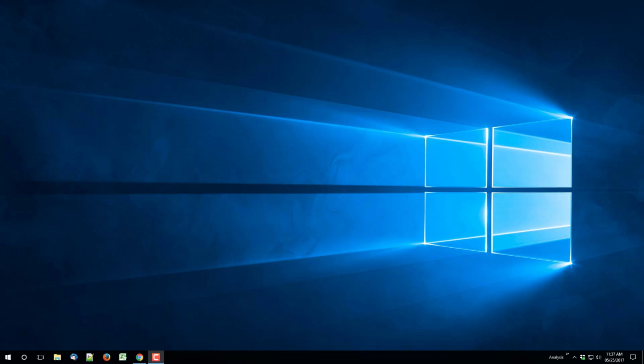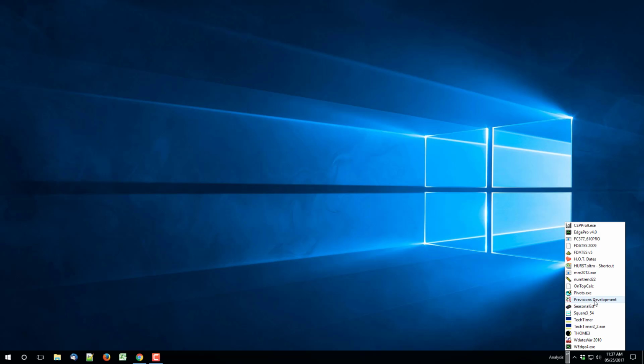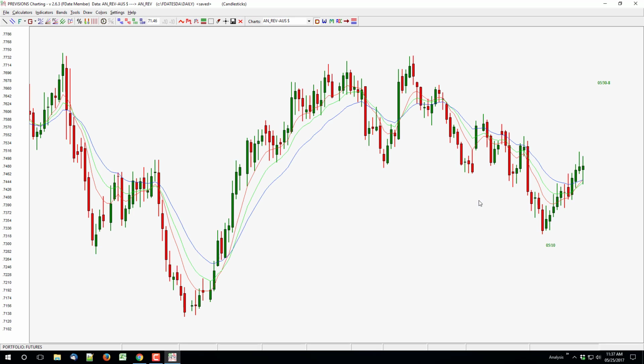That would be the Australian dollar, because I recently posted an analysis of the Australian dollar, and I thought I'd go over that market and use this as an opportunity to share with you some of the analytical techniques that I use every day when looking at the markets to make some sort of a forecast or prediction, if you may. Now I'm pulling up the Provisions charting software here.